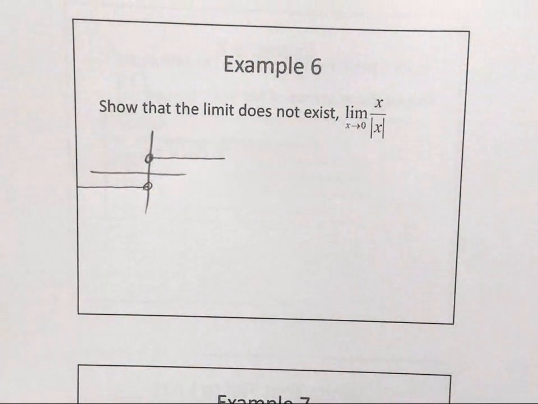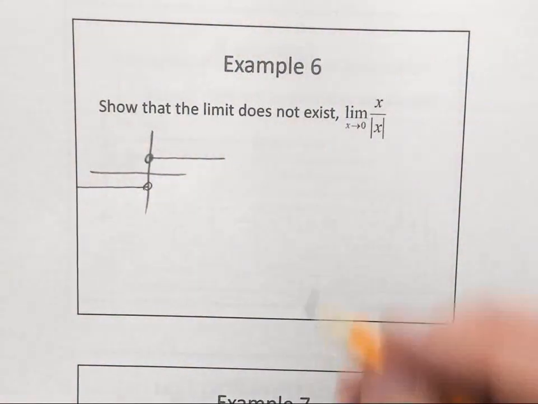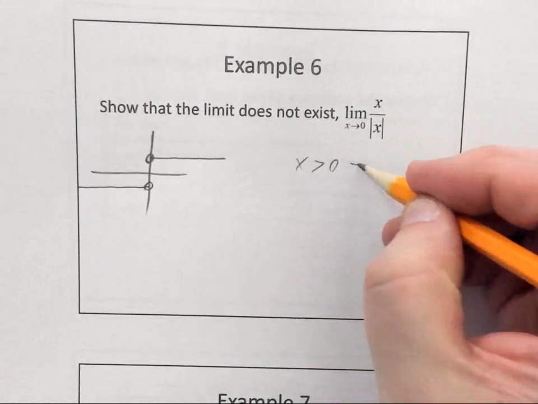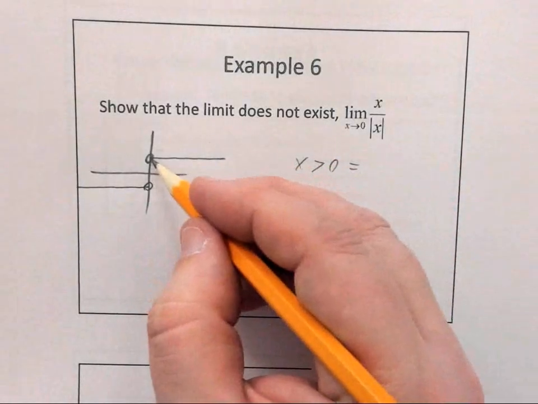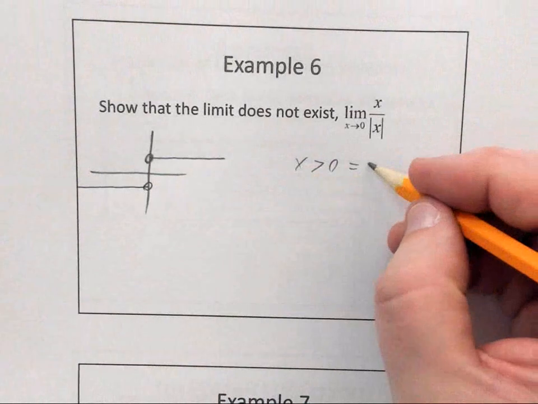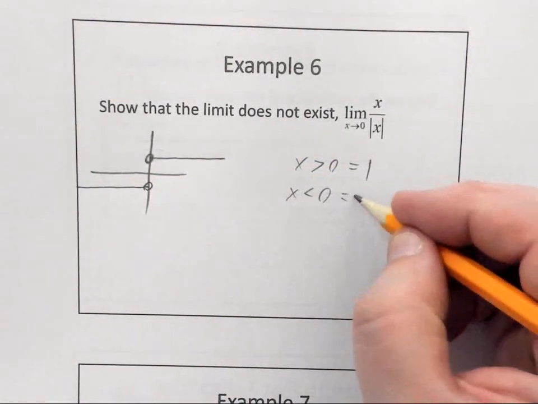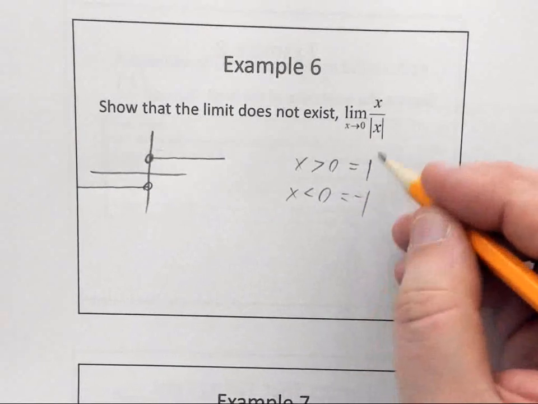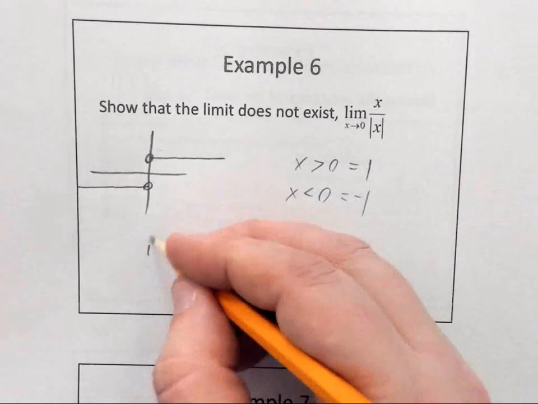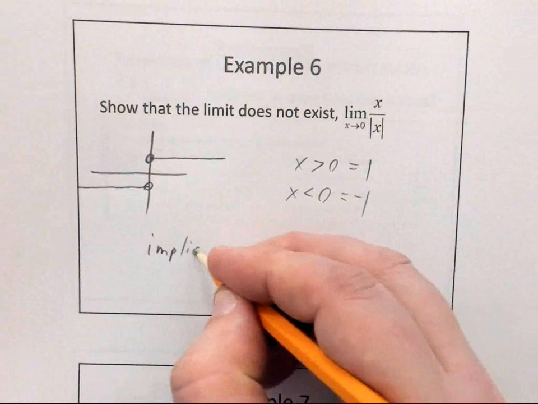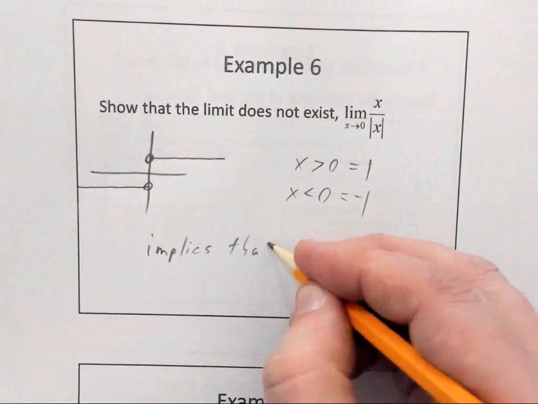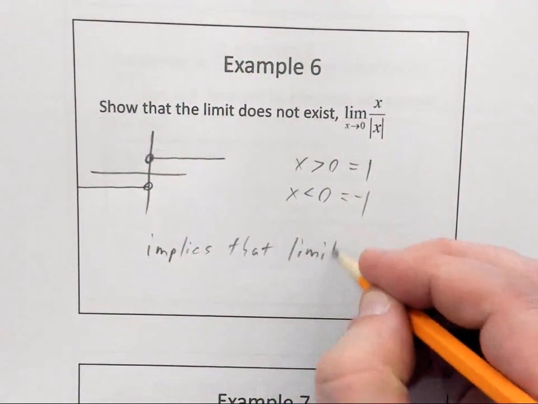So the idea is you actually have two different sort of like limits going on here. And when x is greater than 0, anywhere over here, your value looks like it's equal to 1. Anywhere x is less than 0, you have negative 1. Because those two numbers are different, then that implies that the limit does not exist.